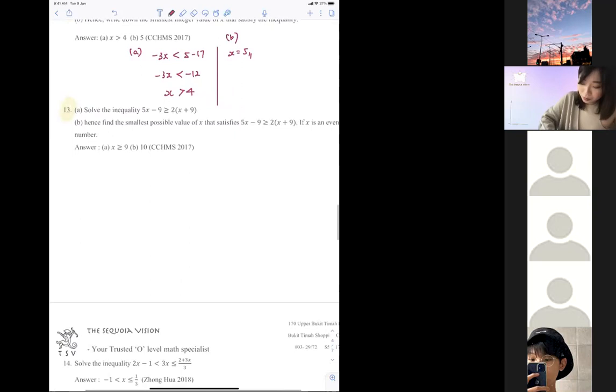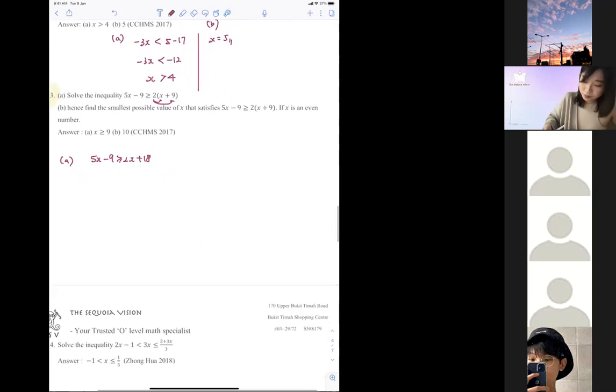For question 13, remember to expand first. Then x one side, no x one side. Can I let you try?